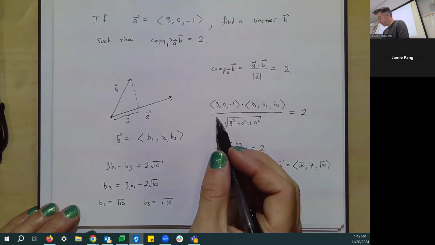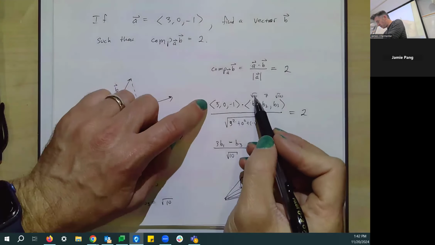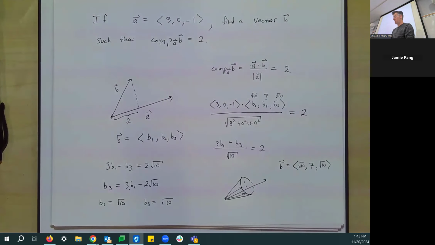Check it out. If you put in a root 10 here, a 7 here, and a root 10 here, 3 times root 10 plus 0 times 7 plus negative 1 times root 10 is 2 times root 10, and divided by root 10 is equal to 2.